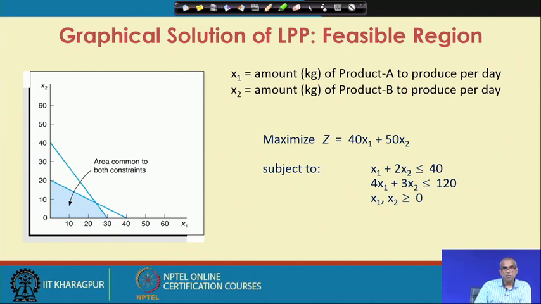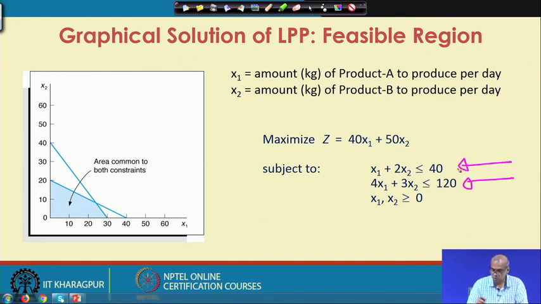Now, let us look at the figure where we have now plotted both the constraints. So, there are two straight lines representing the two constraints, x1 plus 2x2 less or equal to 40 and 4x1 plus 3x2 less or equal to 120.